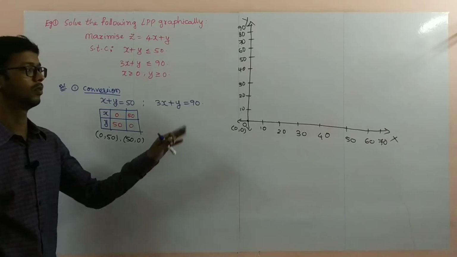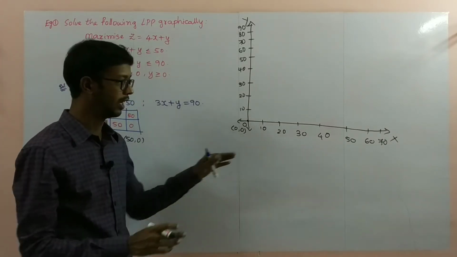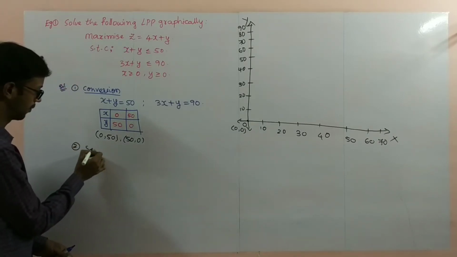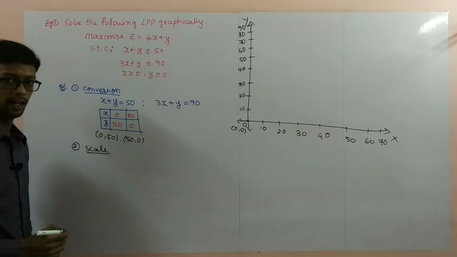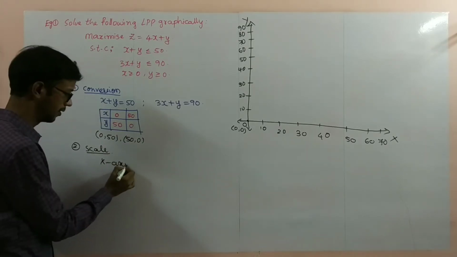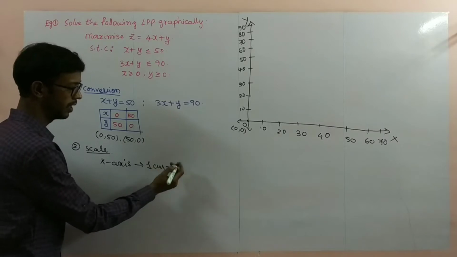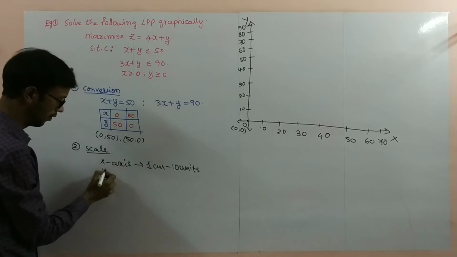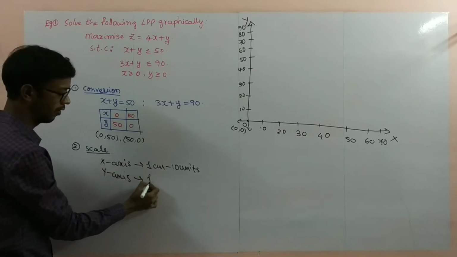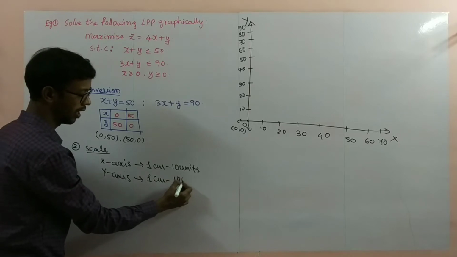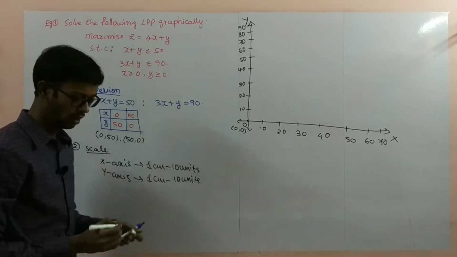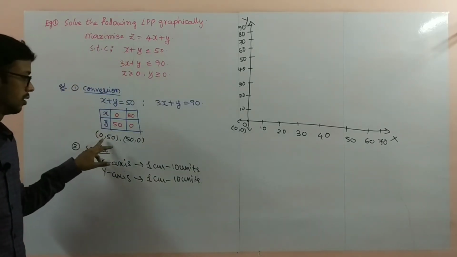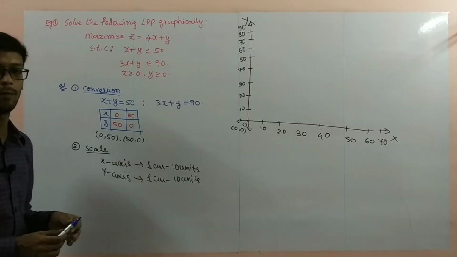Now that is completed. Here the scale is important. So the second point is to take the scale. On the x-axis, 1 centimeter equals 10 units, and on the y-axis also 1 centimeter equals 10 units. We took 10 units here. So now you plot these 2 points, 0 comma 50 and 50 comma 0.